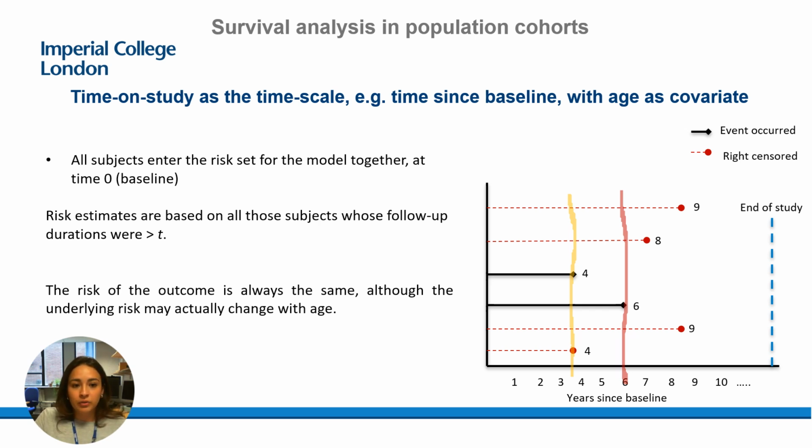Therefore, the increase in risk of the outcome is the same for each year, regardless of age. So there is no accounting for the impact age may have, although the underlying risk may actually change with age. This is a problem, and this is why we need to take a moment to think about what is the best timescale to use when using large cohort data.